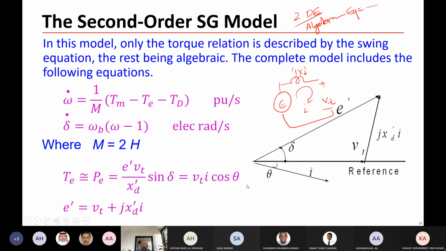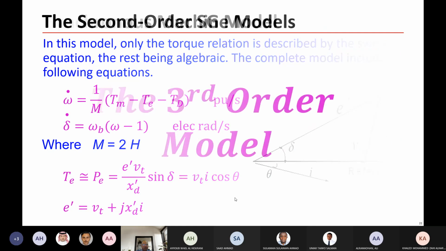And this is the phasor diagram. This is the voltage, this is the current, and this is the angle theta. And this is the angle delta between E prime and Vt, and E prime equal to Vt plus jXd prime times I. So this is the second order model, well known, so there is no point in dwelling on it.